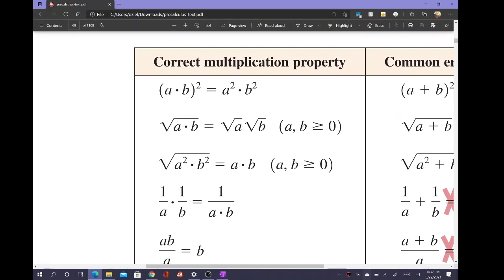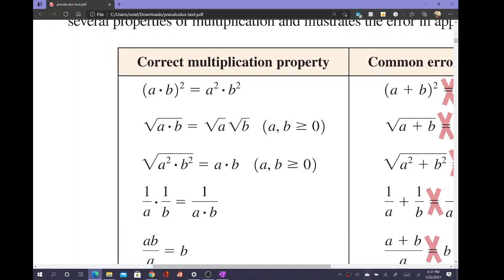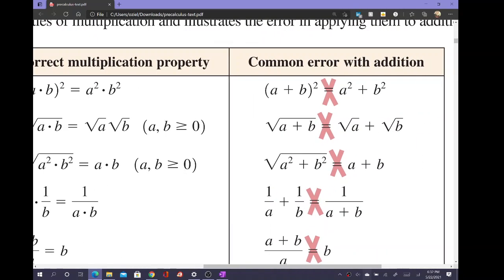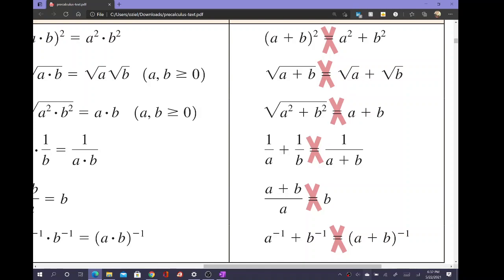1 over a times 1 over b equals 1 over ab. Yes, that's true, because you just bring them together. However, 1 over a plus 1 over b is not 1 over a plus b. We did that when we did adding rational expressions. It's like when they teach you in elementary school how to add fractions. You cannot just say 1/2 plus 1/3 is 1/5, because you have to have the same denominator.